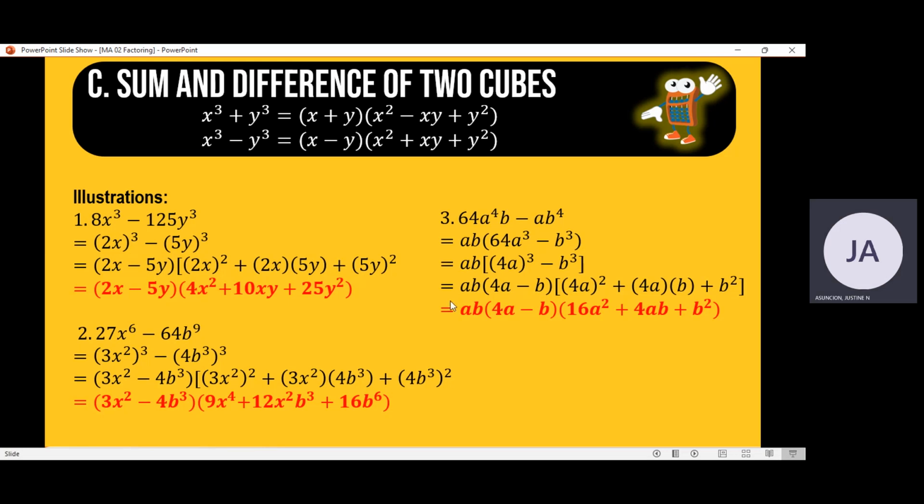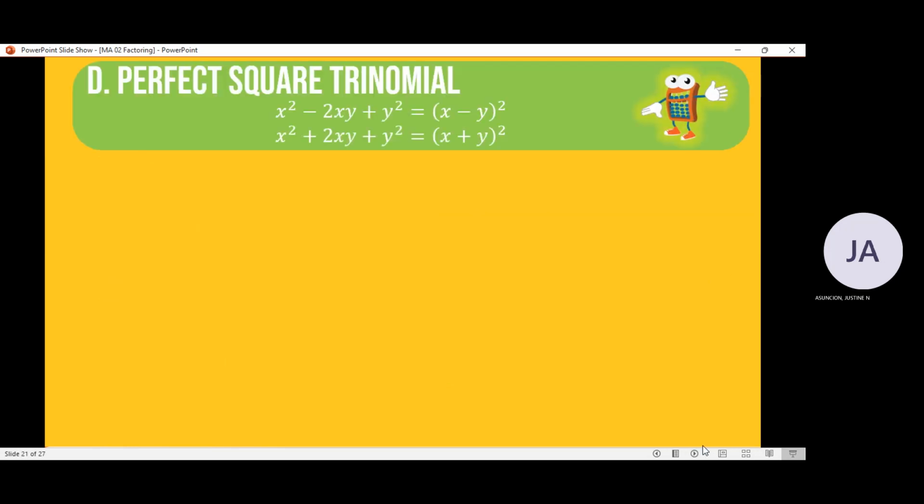Aside from the sum and difference of two cubes, we have the perfect square trinomial. If you observe, it's again a special product. It's a reverse of a special product, which is called the square of a binomial. So as you can see here, we can reverse again to identify the factors.